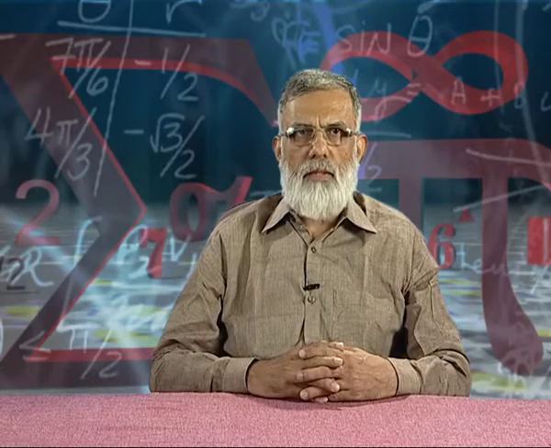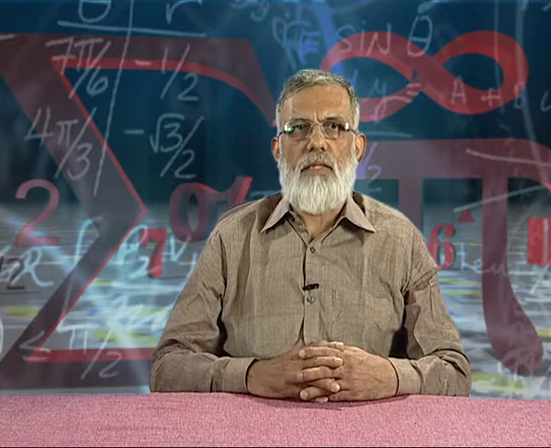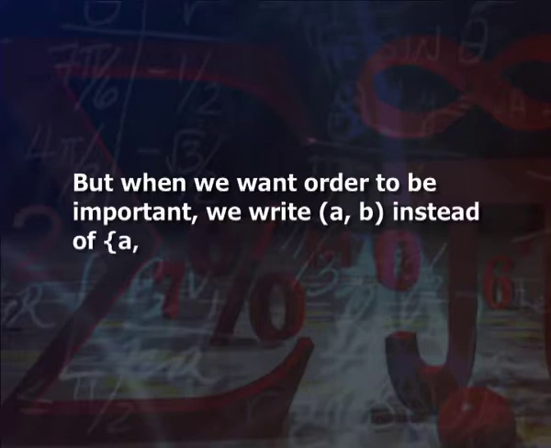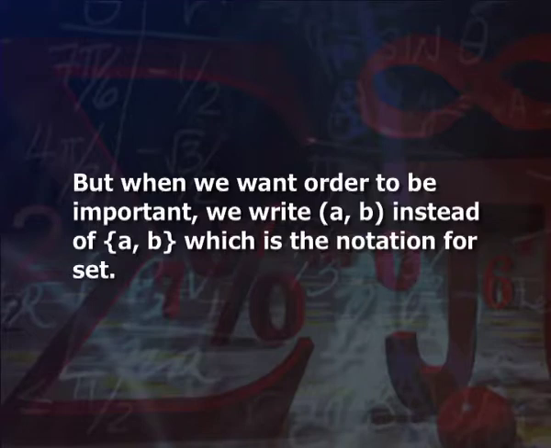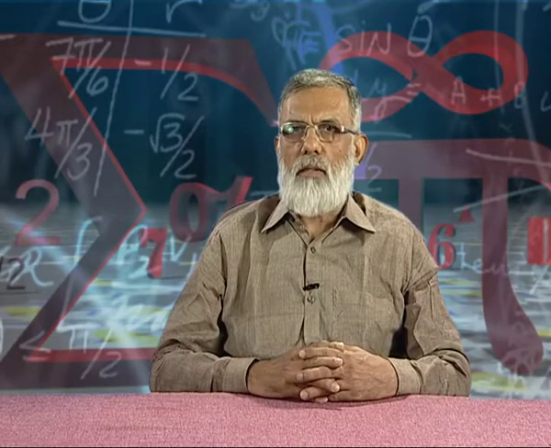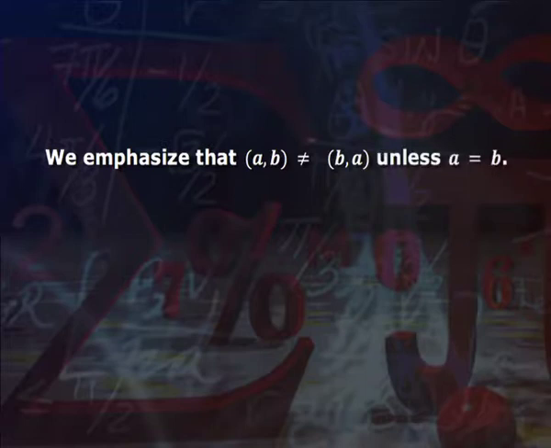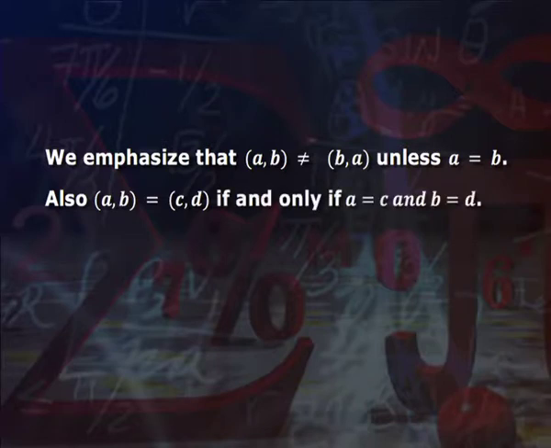We have noted that the order of elements is not important in a set, but when we want order to be important, we write round bracket (a, b) instead of curly bracket {a, b}, which is the notation for a set. We call it an ordered pair. We emphasize that (a, b) is not equal to (b, a) unless a equals b. Also, (a, b) equals (c, d) if and only if a equals c and b equals d.